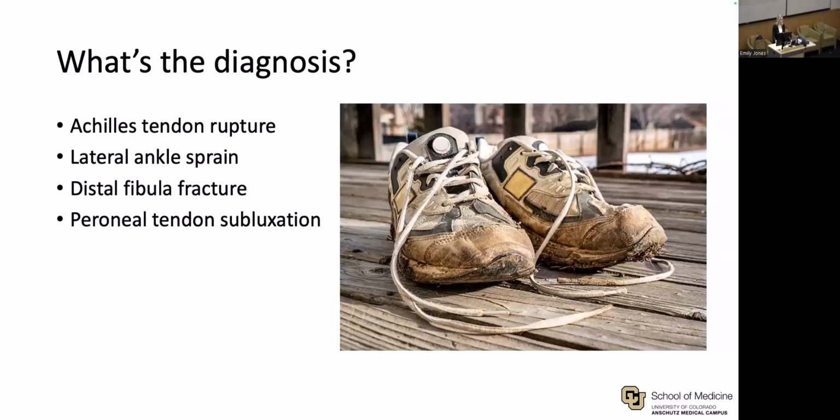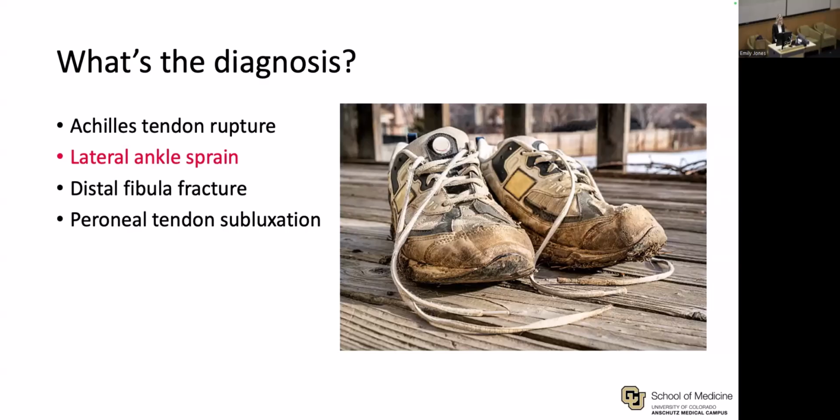Distal fibula fracture is also a possibility. I mentioned that there was tenderness at the tip of the distal fibula. And then peroneal tendon subluxation is a possibility. That tends to be more of an overuse type injury and not necessarily something that would acutely happen with an inverted ankle. So in this case, this is a lateral ankle sprain.